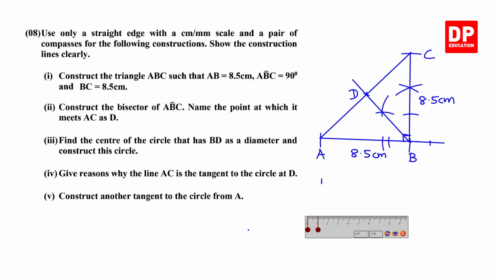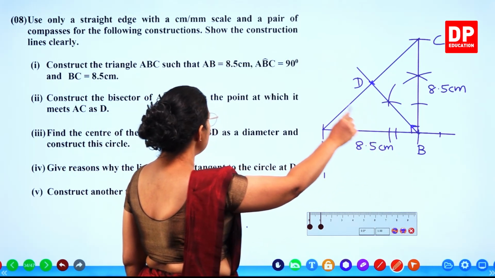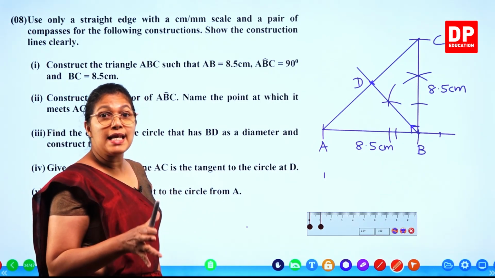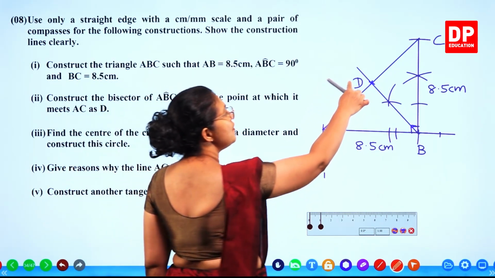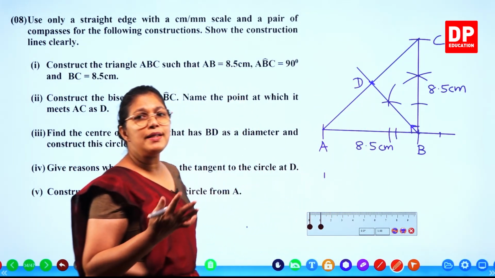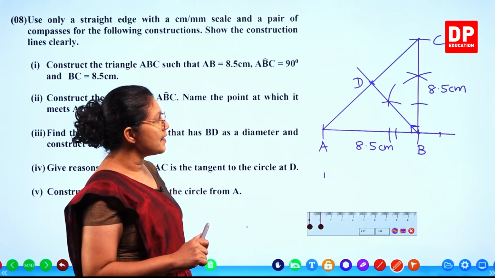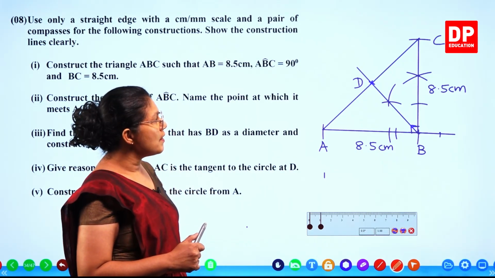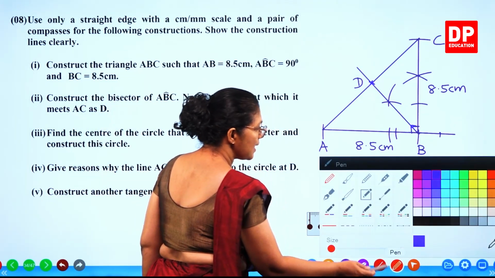Let's do part 3. Find the center of the circle that has BD as a diameter. So this is the diameter, and construct the circle. If BD is the diameter, the center should be in the middle of this line. So how do you find the middle value? You can construct the perpendicular bisector first, and then you can easily find the center of the circle. So how are you going to construct the perpendicular bisector?